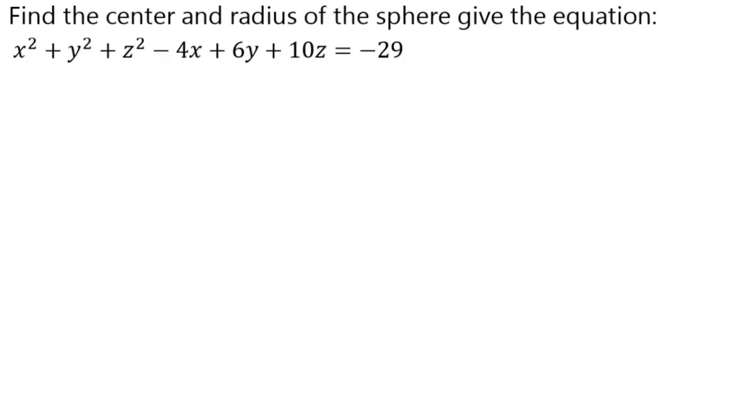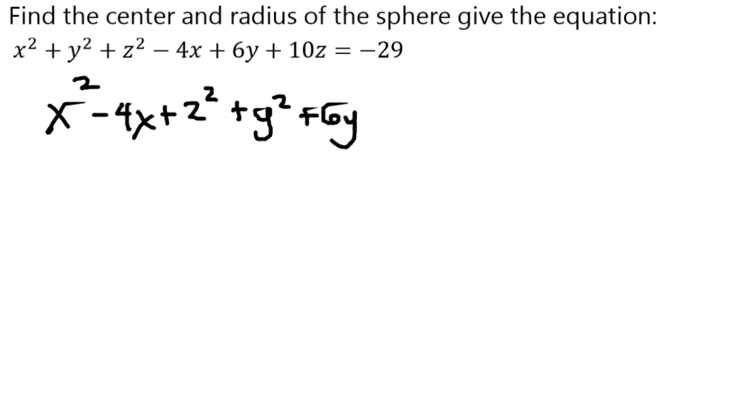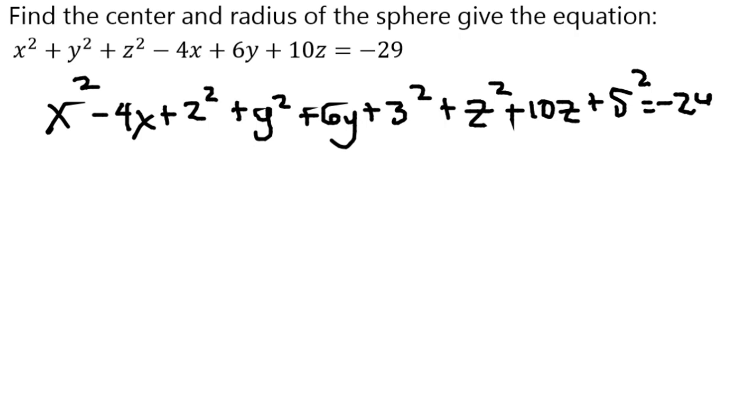Now let's try the next problem. Find the center and radius of the sphere given by the equation x squared plus y squared plus z squared minus 4x plus 6y plus 10z equals negative 29. Just like in the circle, we're going to use the completing the square method. We take half of 6 and half of 10, which is 5 squared. Then we add them up. So 2 squared is 4, 3 squared is 9, and 5 squared is 25.